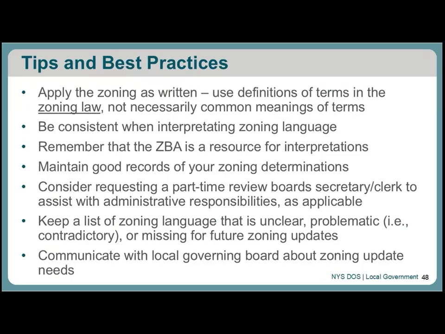We will always remind our boards, review boards, to make good records for all of your decisions. Consider requesting a part-time review board's secretary or clerk to assist with administrative responsibilities if it's clear that there's not enough staff. Keep a list of zoning language that's unclear and problematic or missing for future updates. And then remember to communicate with your local governing board that there are things that should be updated, because you're the ones that would be most knowledgeable about that, as we talked about earlier.